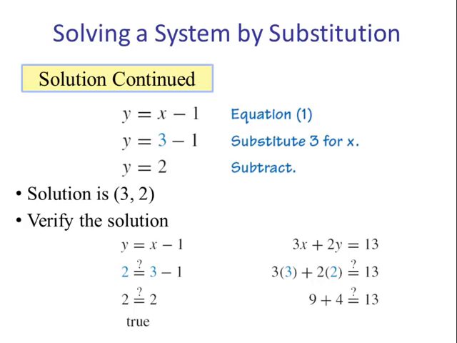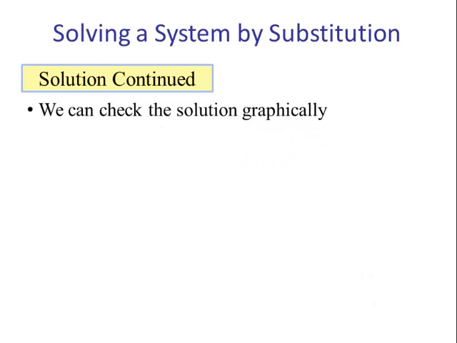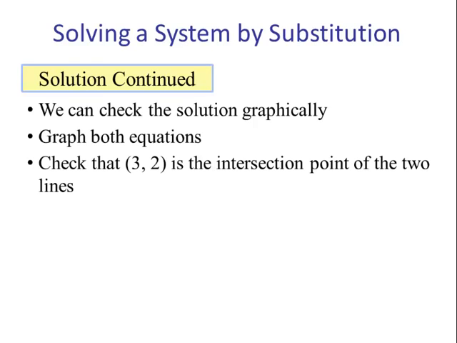So applying the order of operations to the left-hand side, we have 9 plus 4, which is 13. So we have 13 equals 13. That's a true statement. We have verified that (3, 2) is on both graphs, and (3, 2) makes both equations true. We could also check the solution graphically. We graph both equations. We check that (3, 2) is the intersection point of the two lines.